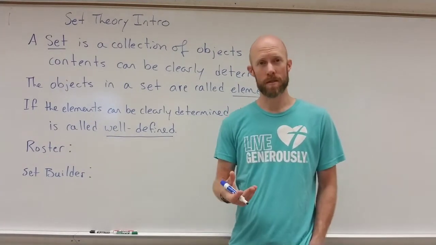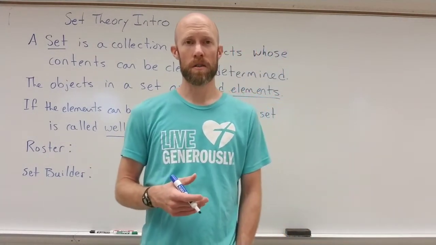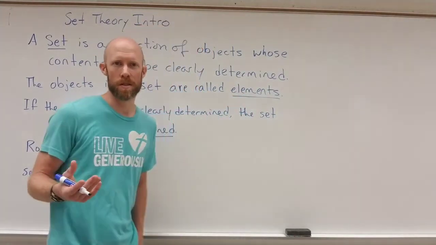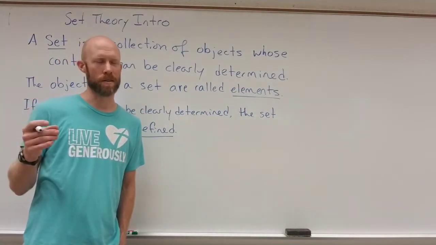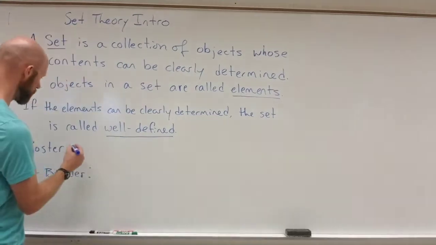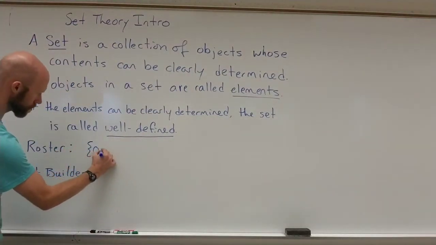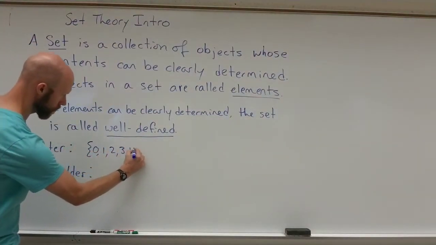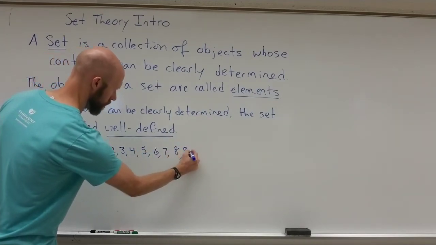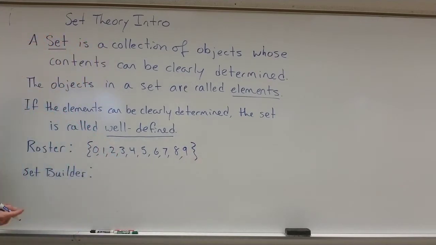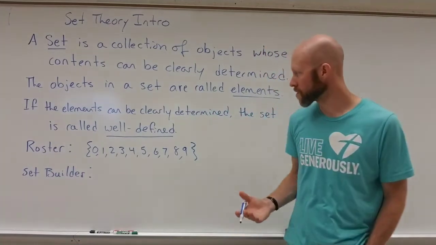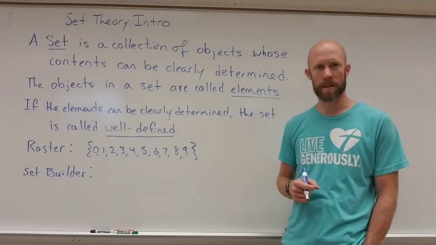All right, for instance, the set of all digits. The digits are numbers 0 through 9, right? And so the set of all digits would just be 0, 1, 2, 3, 4, 5, 6, 7, 8, 9. That would be the roster notation for the set of digits, which isn't too bad, right? You can just list off the digits.